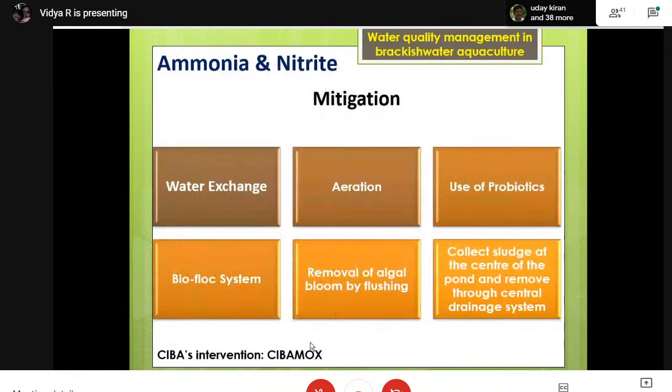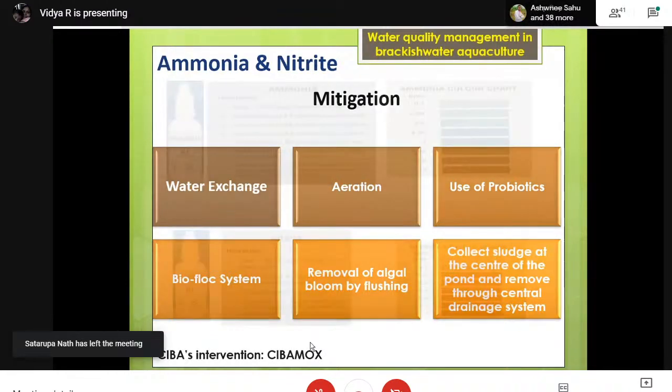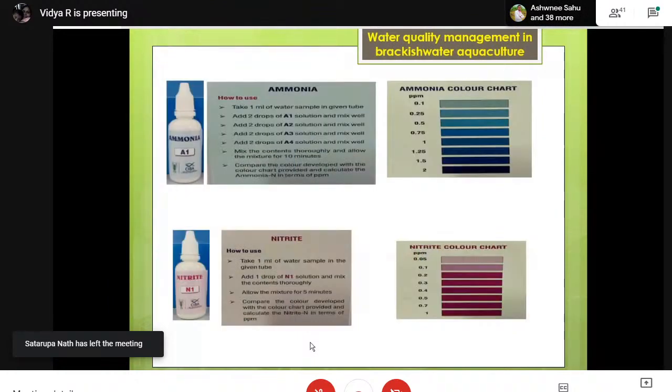Ammonia and nitrite can be mitigated through water exchange, aeration, use of probiotics, biofloc systems, removal of algal bloom by flushing, collecting sludge at the center of the pond, and removing it through central drainage systems. CIFRI has made a product called CIFRI Moss, which can be utilized to mitigate this type of issue. Mainly ammonia and nitrite reduction can be done through the intervention of CIFRI Moss, a product developed by CIFRI. So these are the kits available for checking ammonia and nitrite.